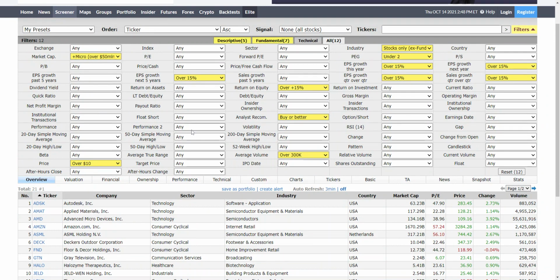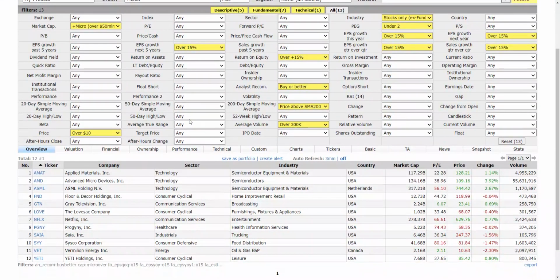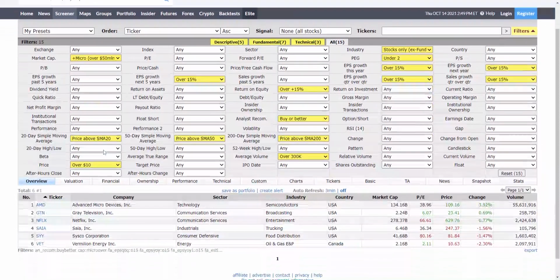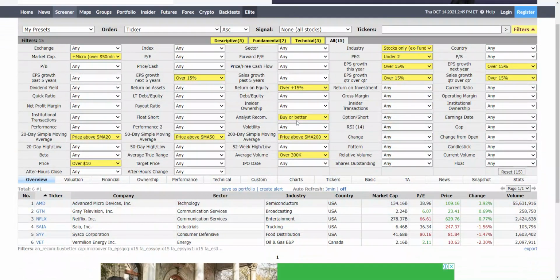After that, we're going to be using the 200 day, the 50 day, and the 20 day simple moving average. It basically tells you the average of the last 200 days' closing prices, and if the price is above the moving average, it is bullish, and vice versa. So in this case, price above SMA 200, price above SMA 50, and price above SMA 20. We're left with only 6 stocks. So basically, this is the screener.